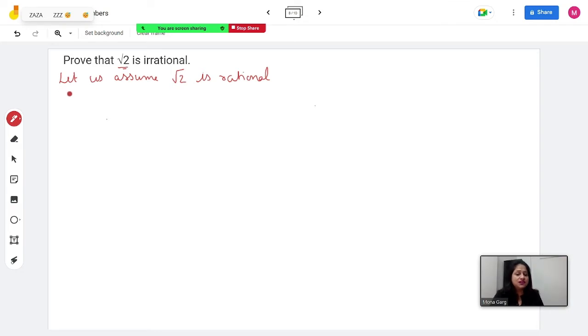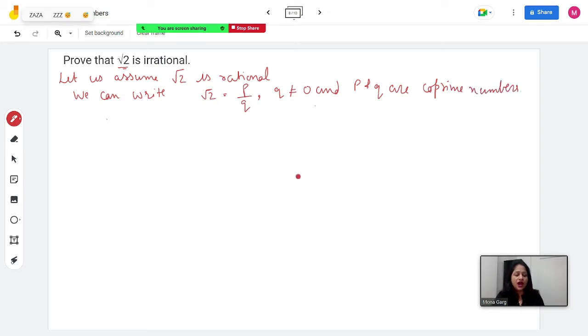So we will write root 2 in the form of a rational number. If we are saying that this is rational, then definitely I can write it in the form of p by q, and also write the condition q is not equal to 0, and one more thing, p and q are co-prime. Okay, now what are co-prime numbers? Co-prime numbers are those numbers which have only one as their common factor and not any other. Okay, अब यहाँ पे हम लोग क्या लेंगे?